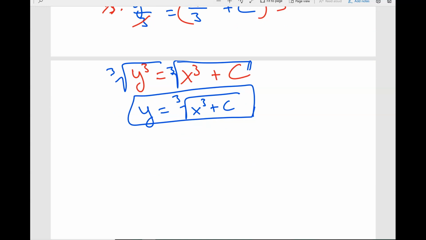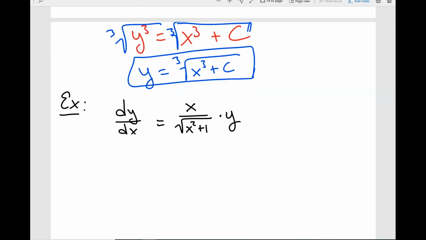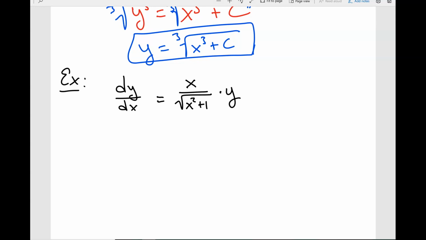So let's do another problem. Let's say we want to figure out this next problem. We have dy over dx is equal to x over the square root of x squared plus 1 times y. So what would this be? You can either pause the video or just do it with me.